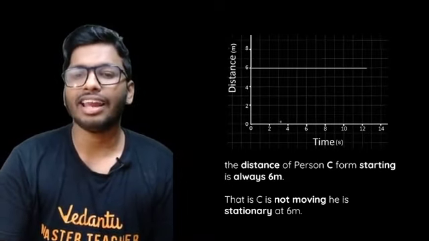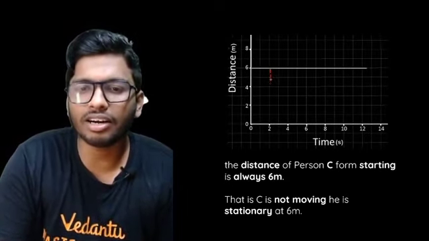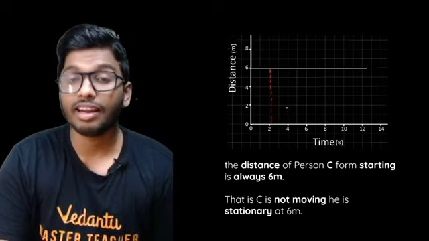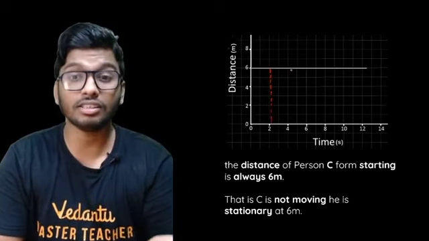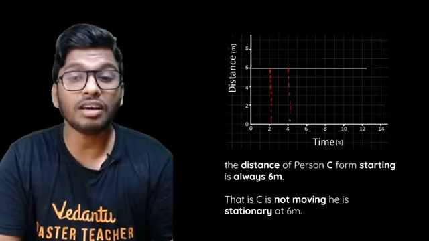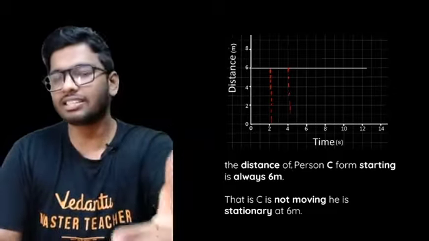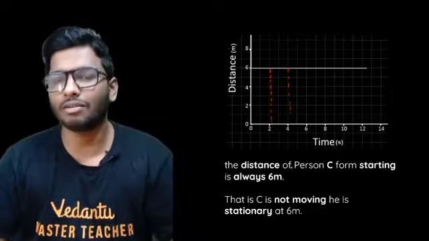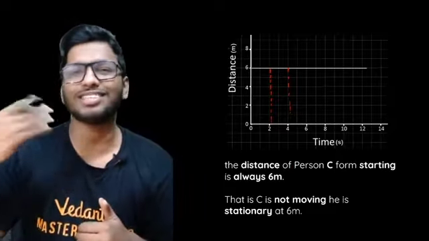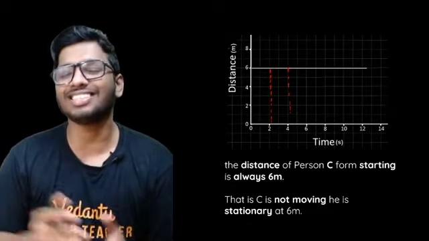Here's the thing, guys. In 2 seconds, he covered a distance of 6 meters. Now, if I check his distance after 4 seconds, it'll still be 6 meters, because he has not moved from that place. He is standing there. At 6 seconds, again, he has covered a distance of 6 meters itself. At 8 seconds, 6 meters. He's not moving. He's just standing in that same place.